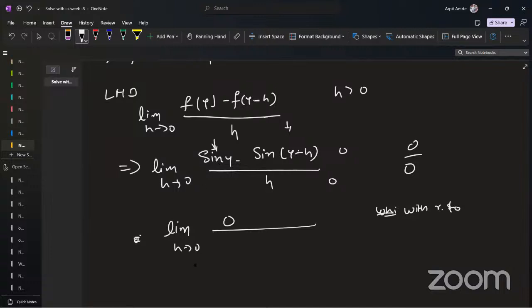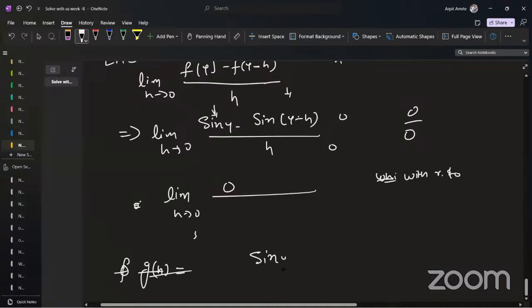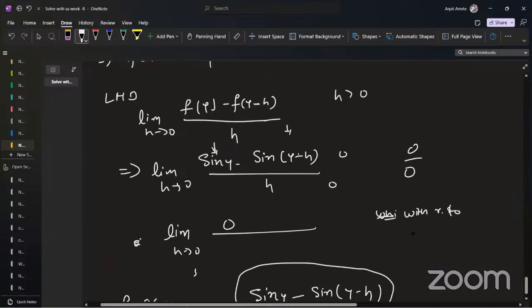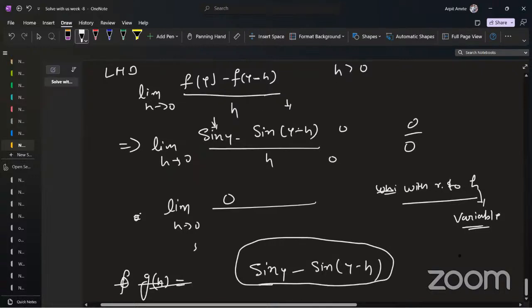As you are applying the formula here, in the second step I understand this, but after that, what are we doing? So basically we have this function, say g of h, or forget about it. This thing we have: sin y minus sin(y minus h). Now we have to differentiate this term with respect to h. It means h will be my variable, and everything else will be treated as a constant.